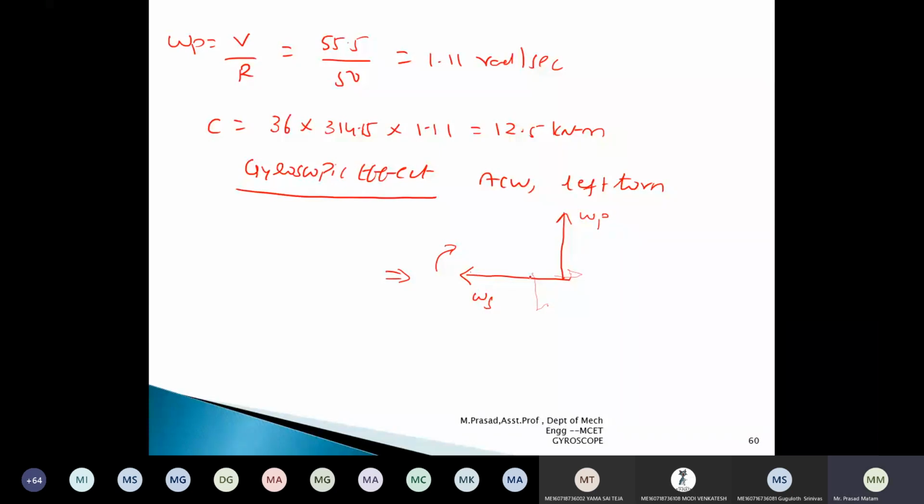Now tell me where you are getting the active couple and reactive couple. This is x-axis and this is y-axis. This is my z-axis. Rotate the spin vector by 90 degrees. We are getting the active couple here. And where you are getting reactive couple? Exactly opposite to this one. This is your reactive couple. So for this, this is my clockwise motion, left hand side and right hand side. Can anyone give the answer now for this one?